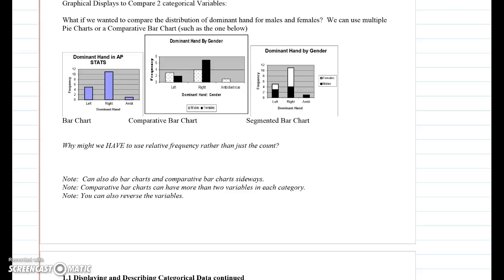So here we have some examples of different bar graphs. This would be dominant hand between males and females as we're going to compare. The first one right here is just your basic bar chart, and that's just everyone together. So you have the number of left-handed people, the number of right-handed people, and then ambidextrous.